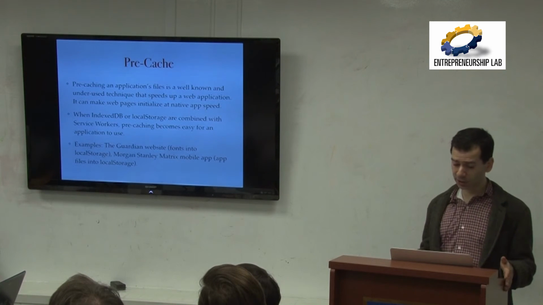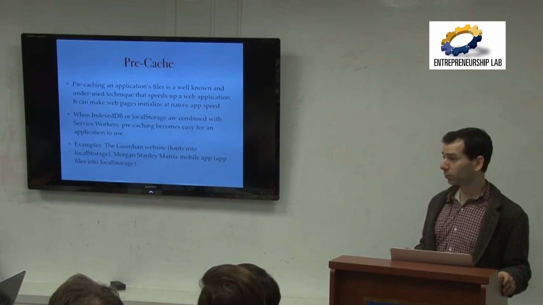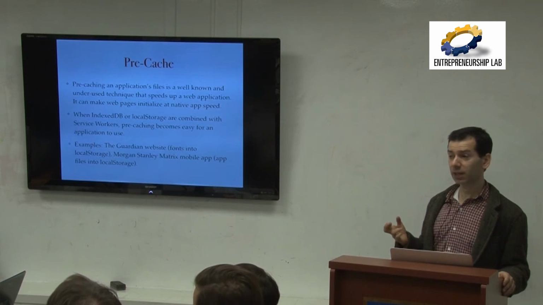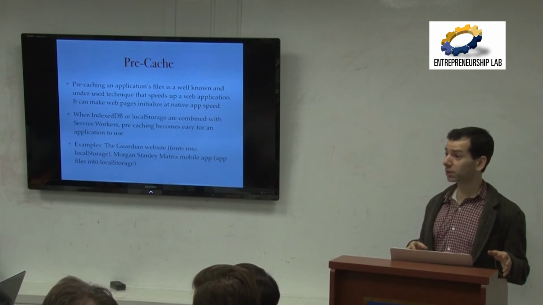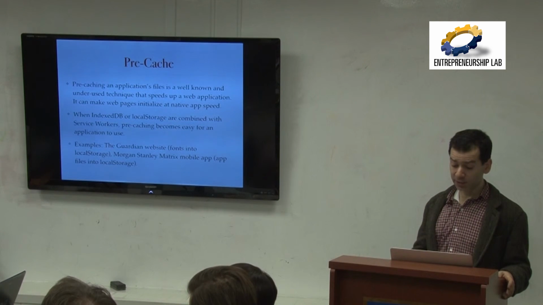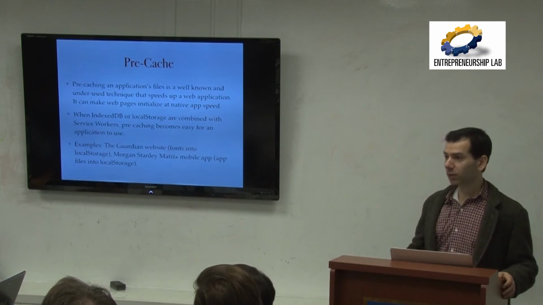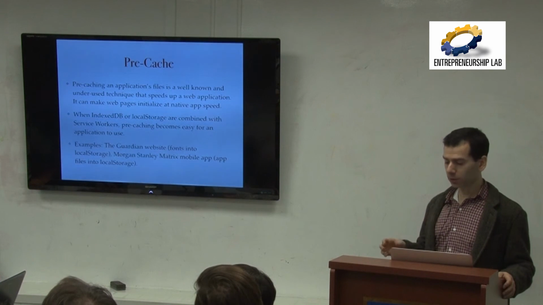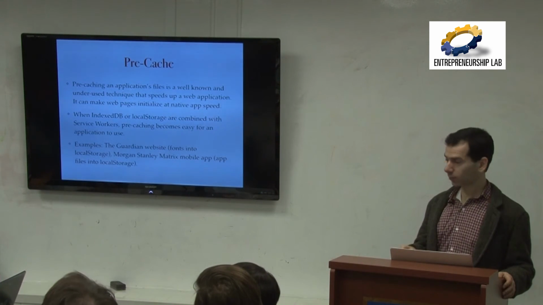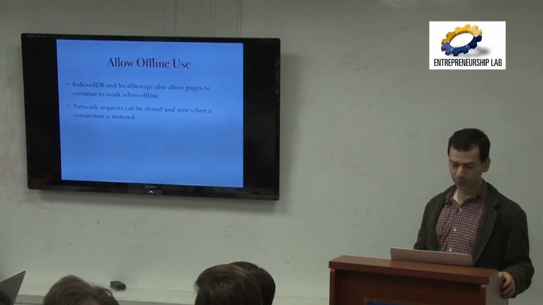It's called pre-caching. Good examples of this are the Guardian website, which saves all the fonts that it uses locally, so that it's a lot faster. And Morgan Stanley's Matrix application, which is a very large app that actually saves its entire application locally into its hybrid app, so that when it comes up, it's super fast.